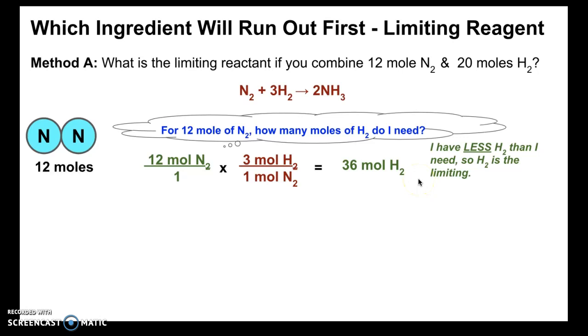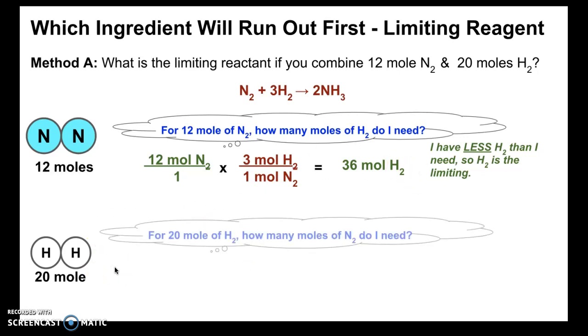We could do the same sort of thing with H2. You should only do one, but let's just show you what it would look like if we started with H2 instead of with N2. It's the same thing. We start with 20 moles of H2, and we're trying to figure out how many moles of N2 you need for the 20 moles of H2. We're going to use dimensional analysis to help us do the math to figure this out.